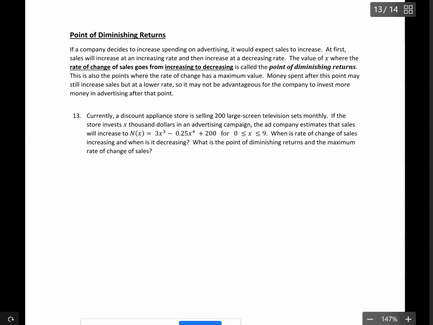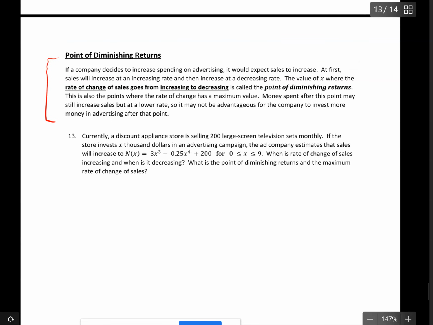And since it's telling us how our rate of change of sales, at first sales are going to increase at an increasing rate. See how you're seeing increasing? It's how your rate of change is changing. That's a second derivative. So this is just an application of second derivatives. That's all it is. So it says the point of diminishing returns is the point where the rate of change has a maximum value. That means money spent after this point might still increase your sales, but at a lower rate. So it might not be advantageous for the company to invest more money, right? We're trying to find that sweet spot.